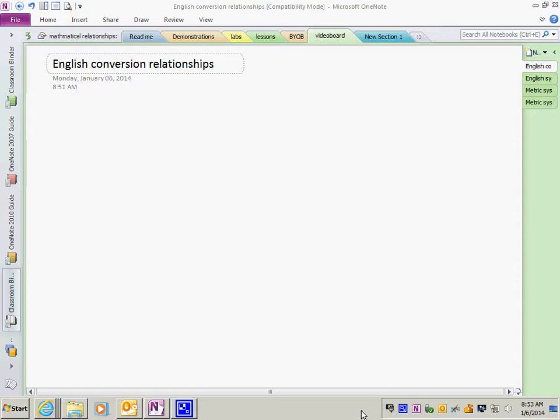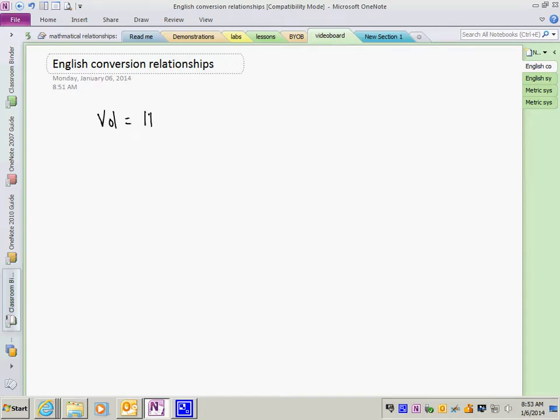For the most part, we are expecting you to be somewhat familiar with English and metric systems. But we've been talking about mathematical relationships, and these are just other mathematical relationships. They are very much linear relationships. For example, let's say a unit of volume.